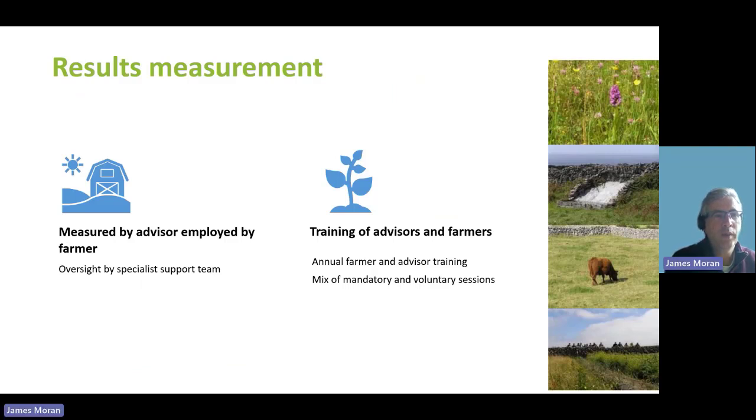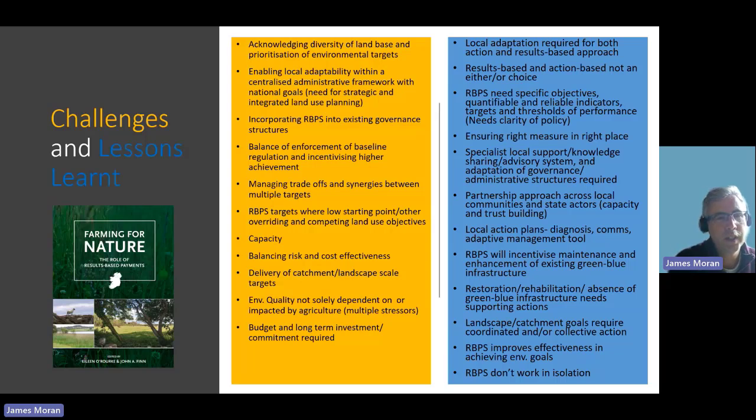Generally, with these as well, they were measured by advisors employed by the farmer with oversight by specialist teams in the range of pilot programs. There was substantial training of advisors and farmers, generally having annual farmer and advisor training, a mix of mandatory and voluntary sessions that were undertaken by specialist teams in these areas. So there were a number of challenges during the pilots, but a lot of lessons learned. And a lot of these have been brought forward in terms of the design of the National Acres Programme.